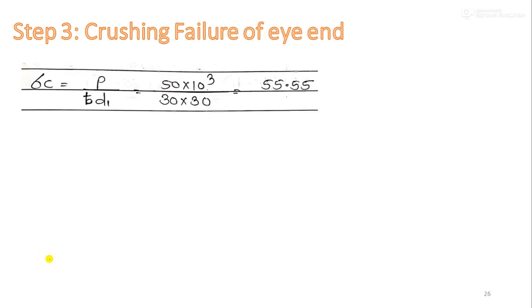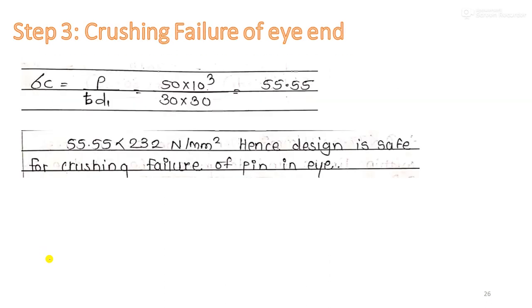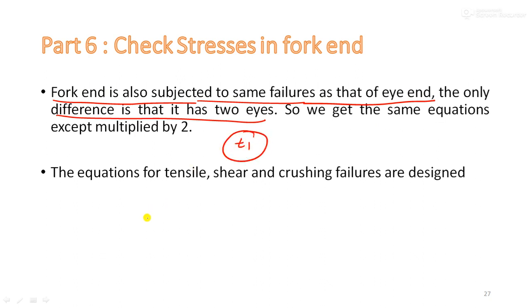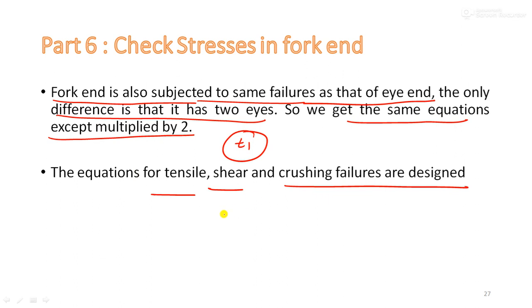Clear? Okay, so this is now checking the stresses inside the fork end. Very important: no need to do all the further analysis, because the fork end is also subjected to the same failures as that of the eye end. The only difference is it has two eyes and its thickness is T1, so we get the same equations except multiplied by 2.